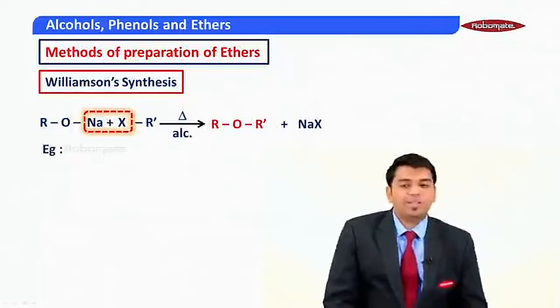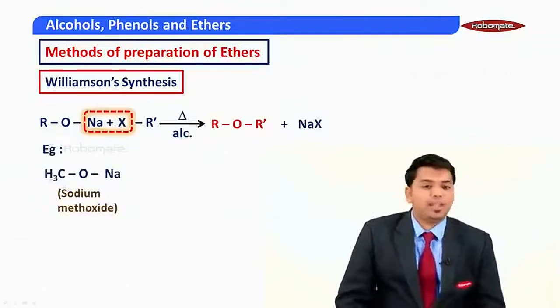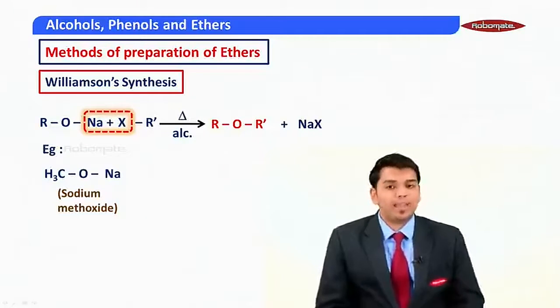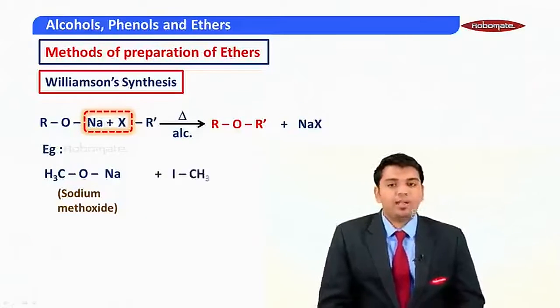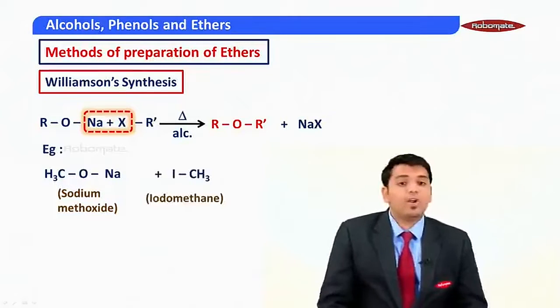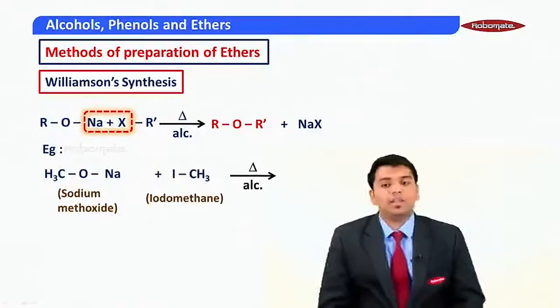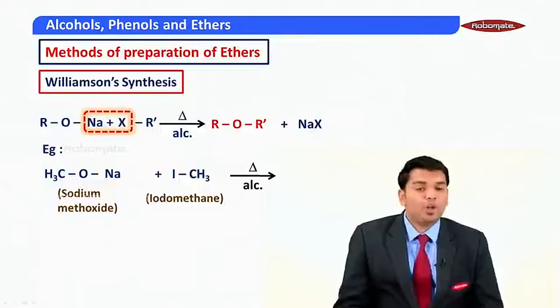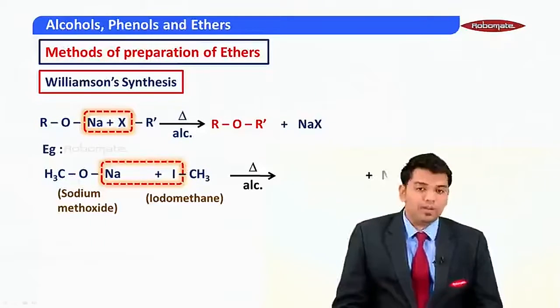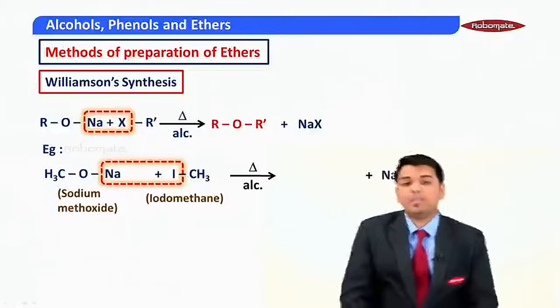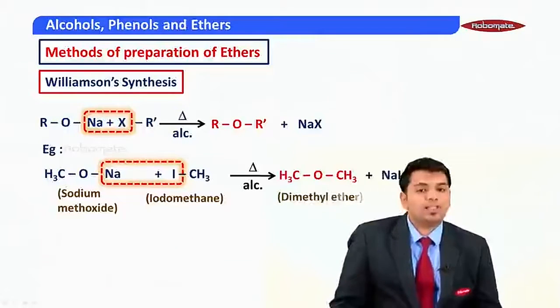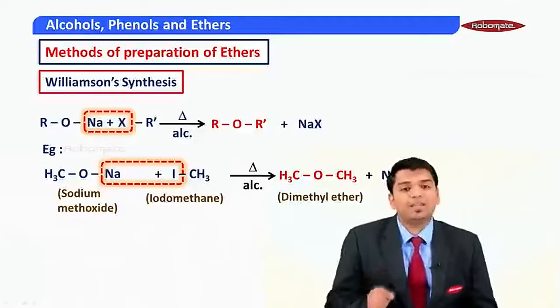Now for example's sake, let us take sodium methoxide, that is CH3ONa, and to this let us add ICH3, that is iodomethane. Now this iodomethane, when heated under alcoholic conditions, loses an NaI molecule, that is sodium iodide, and what we are left behind with is CH3OCH3, which is dimethyl ether.